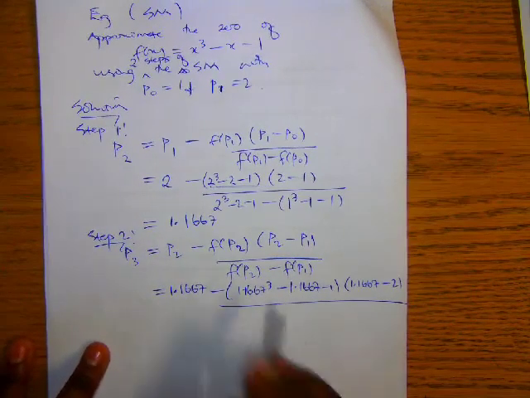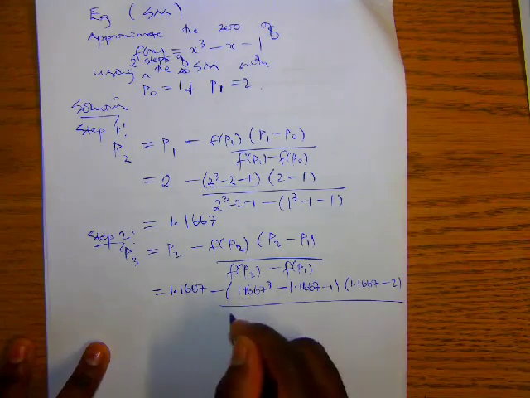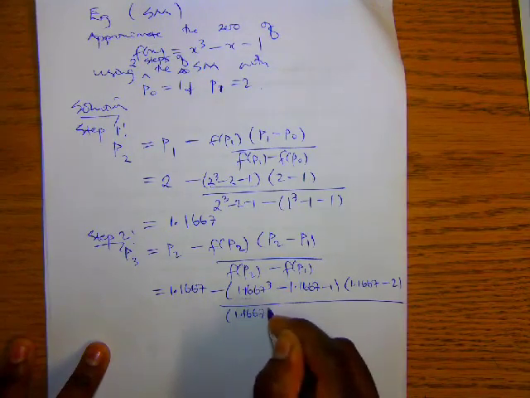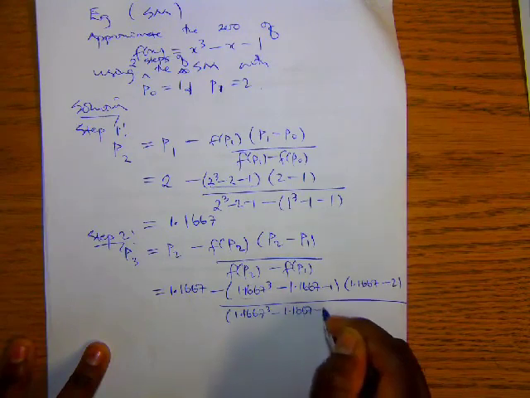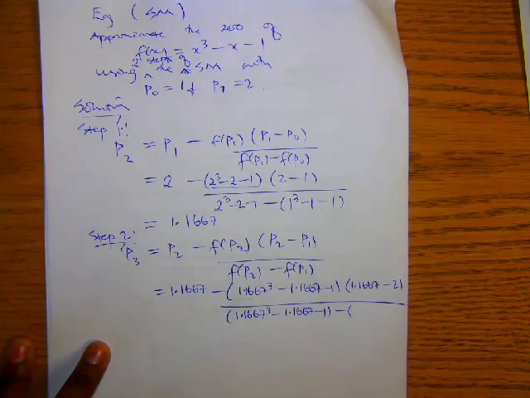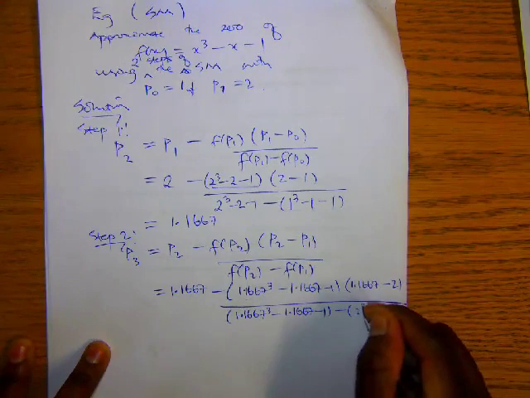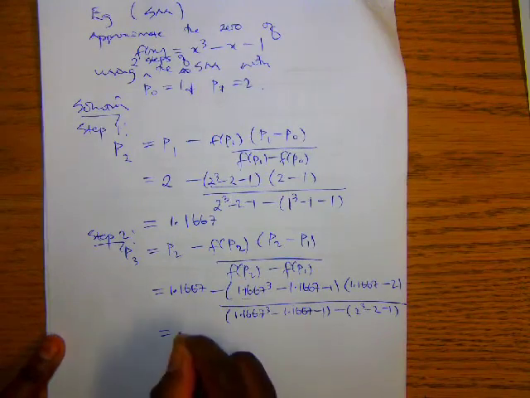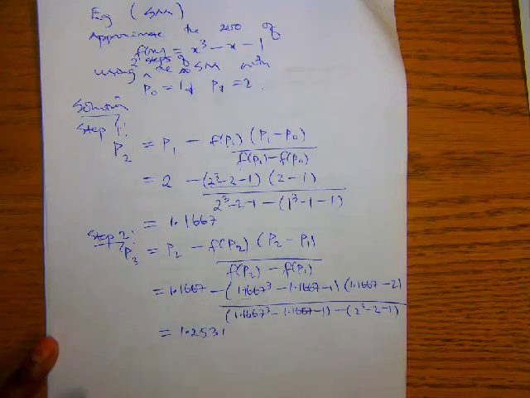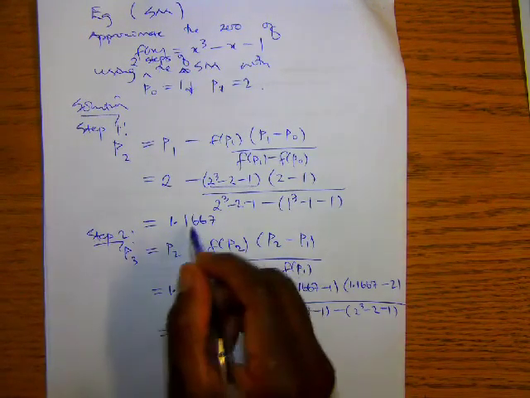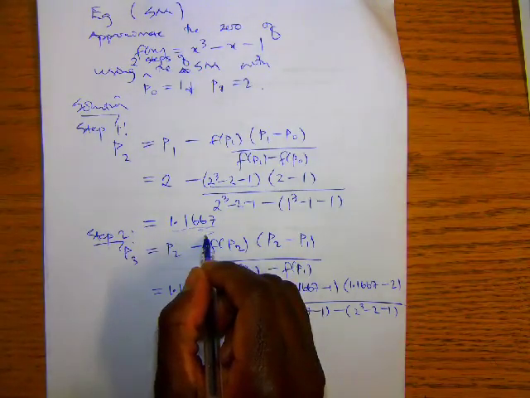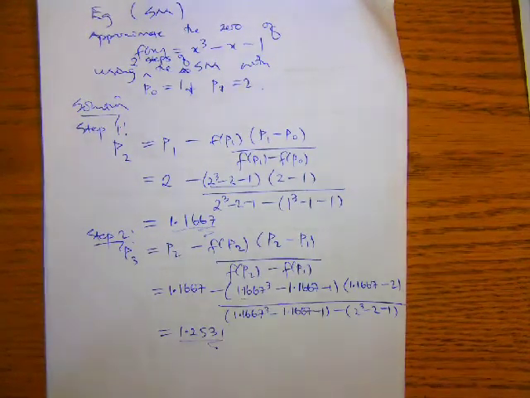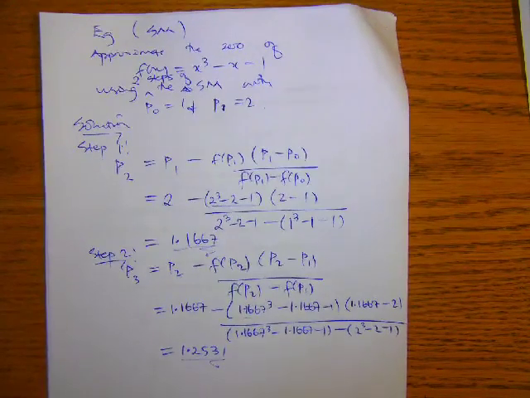All over f at P2, which is exactly this bracket, I'll repeat it down here, minus the same bracket with 1.1667 replaced by 2. 2 cubed minus 2 minus 1. When you simplify, I did it earlier and I got 1.2531. So you can always verify this by doing the calculation yourself. So this is the approximation at the end of step 1, the approximation at the end of step 2. So we are done in answering the question.